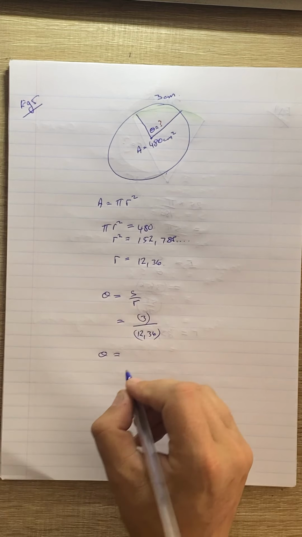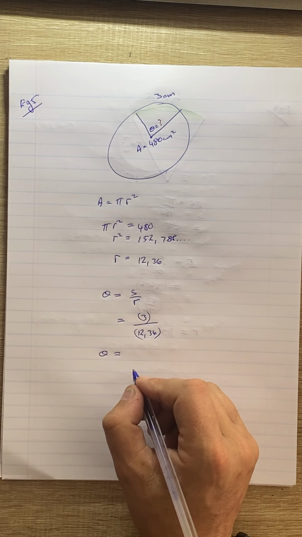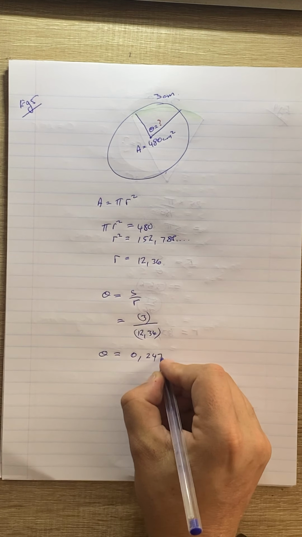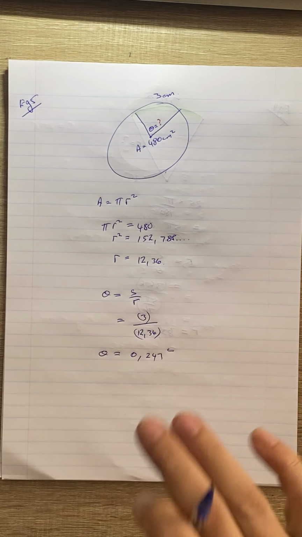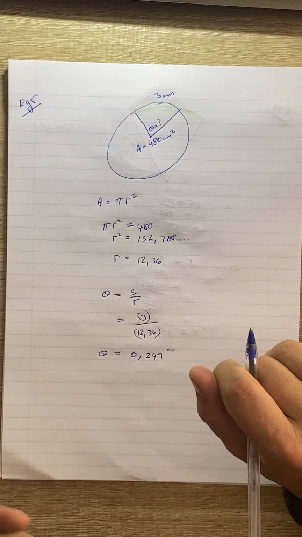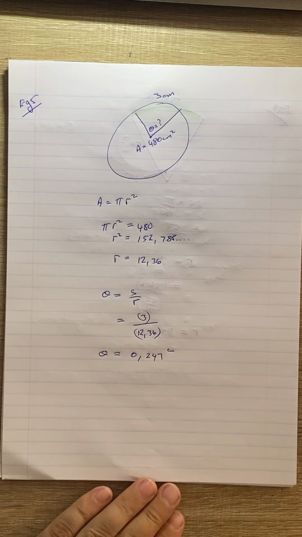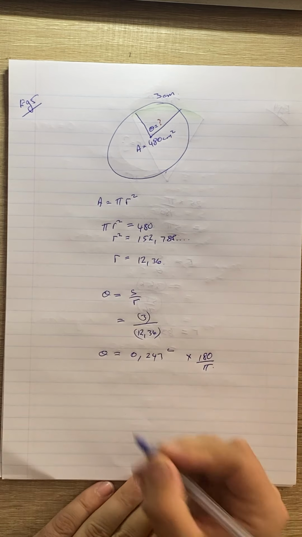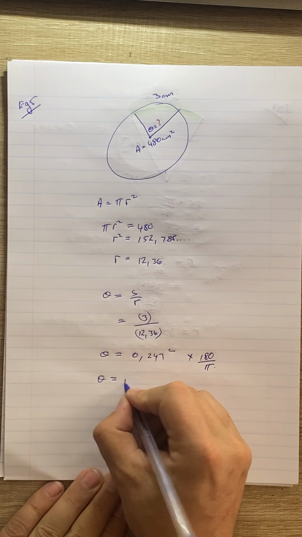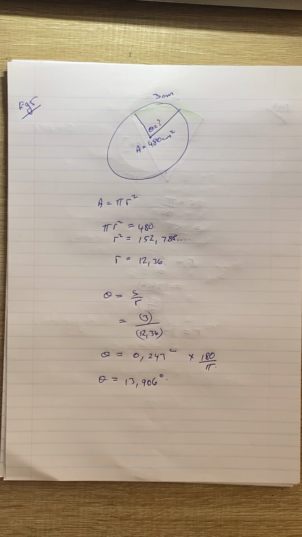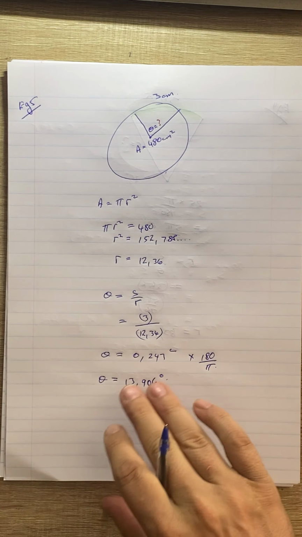Plug that in the calculator and we will get that theta is equal to 0.247. Now just remember that this is in radians. The question was, find the angle in degrees. So in order to convert this into degrees, I must multiply by 180 over pi. And we will get that theta is equal to 13.906 degrees. Okay, grade 11s. Last example, example 6.